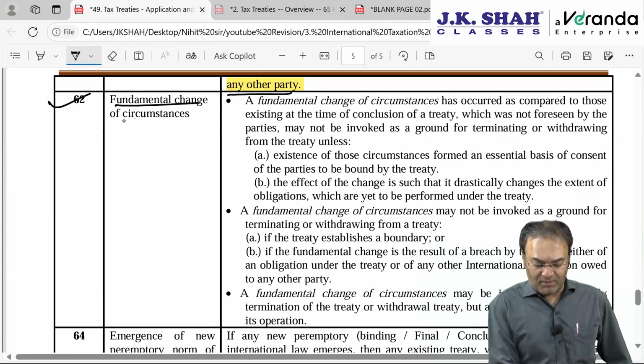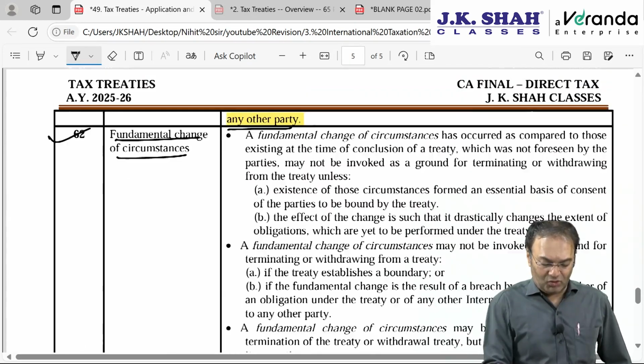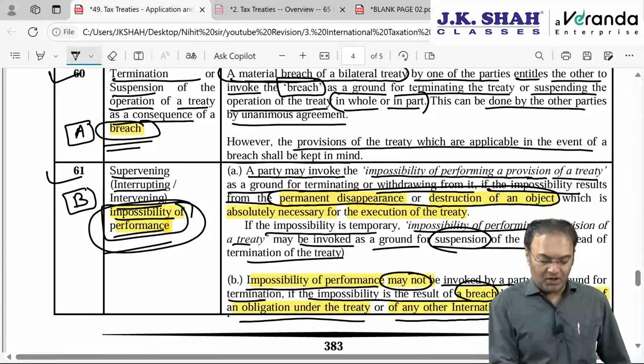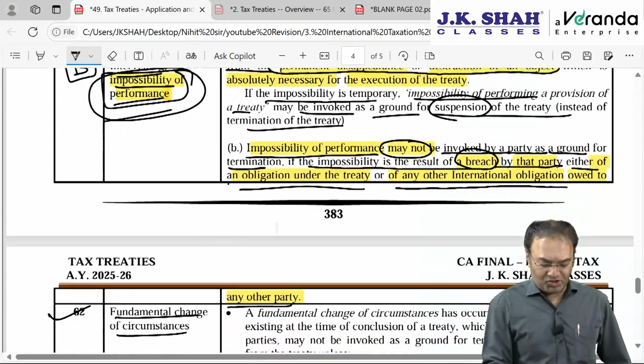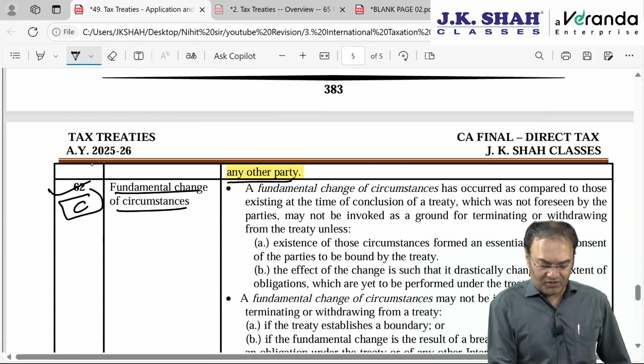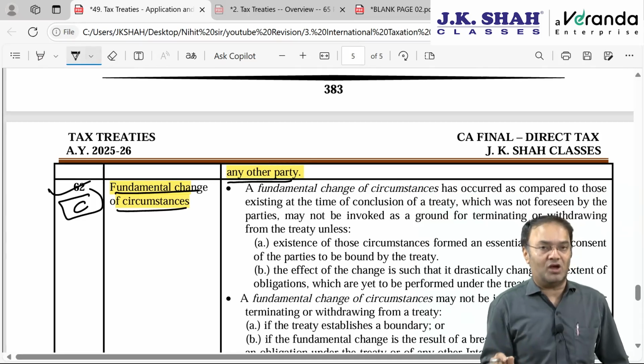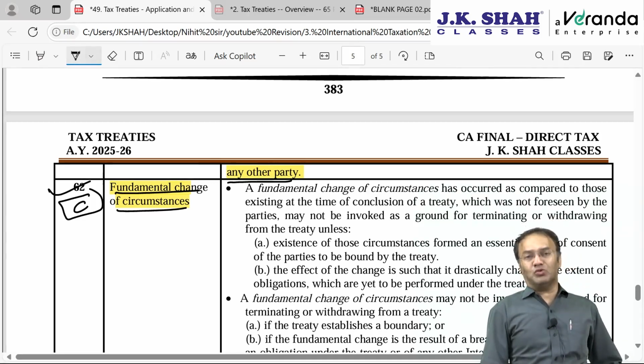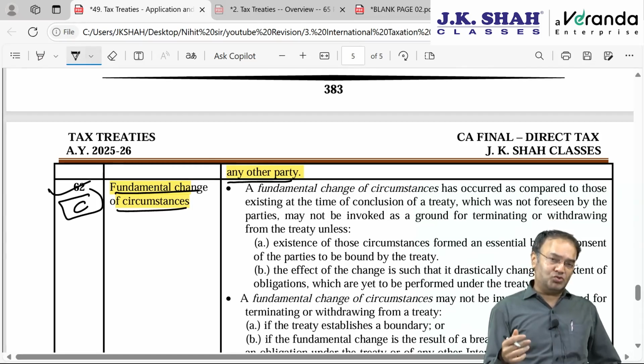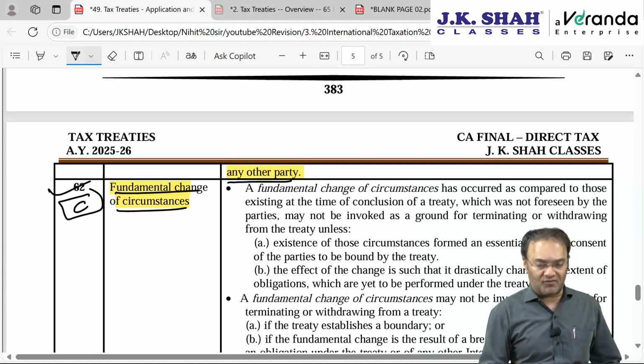Now next is fundamental change of circumstances. This can also be used for terminating a treaty. Breach was the first, second is impossibility of performance, third is a fundamental change of circumstances. Circumstances which were prevailing at the time of entering into the treaty have changed now, because of which the treaty needs to be terminated or one party needs to suspend the treaty or withdraw itself from the treaty.